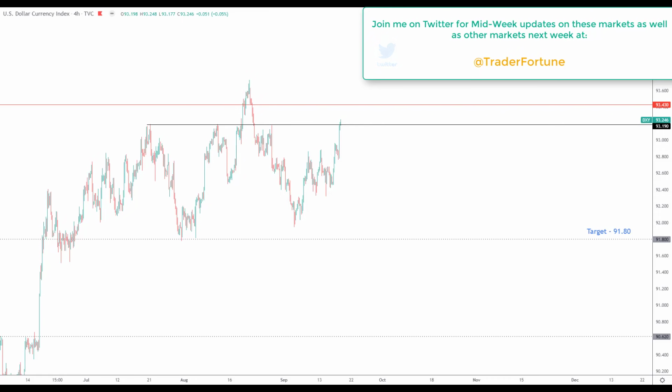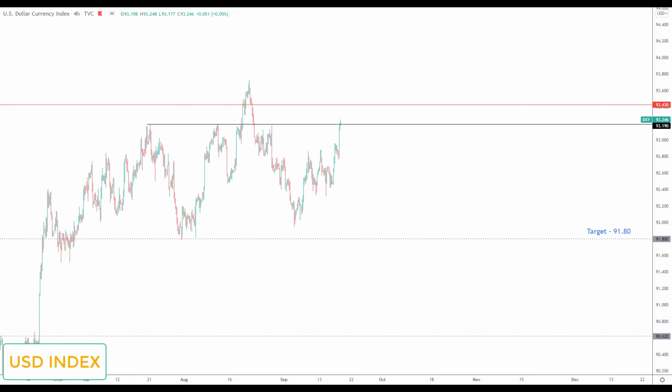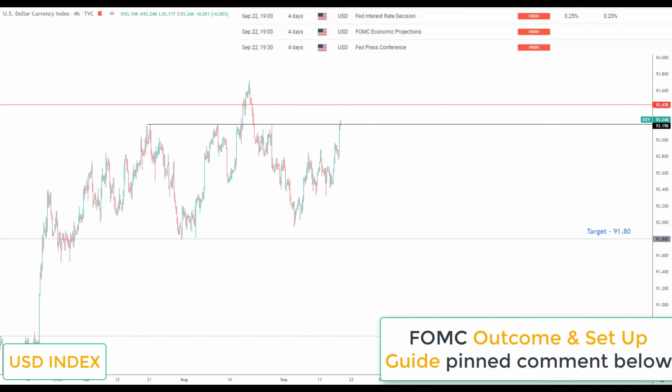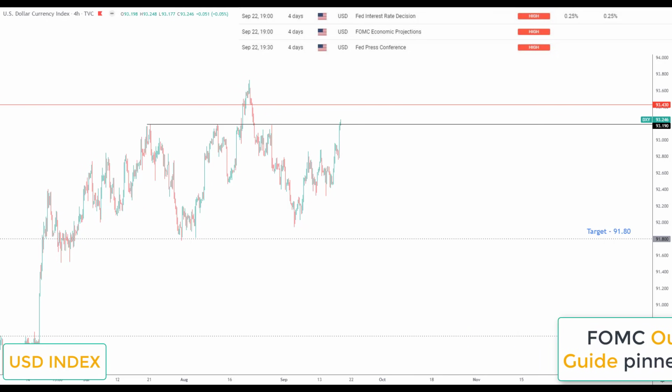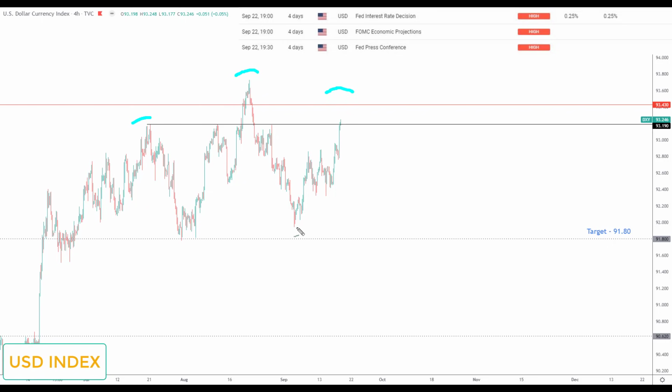Let's kick off with the DXY as we always do. Now the first thing to note and the most important thing going into next week is that we do have FOMC, an interest rate decision and a press conference on the 22nd of September, which is next Wednesday out of the US. And you can see we're on the 4-hour chart here, but we are zoomed out so you can see clearer the head and shoulders forming in the DXY. And we pulled back and we've retested and we're sitting right at the previous left shoulder here.